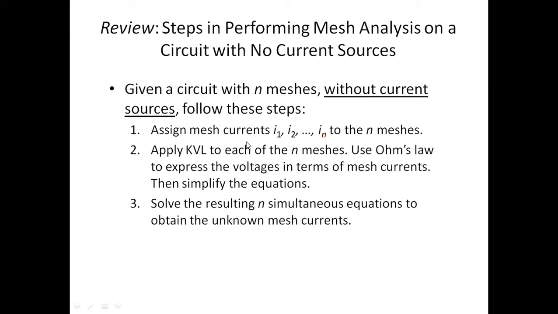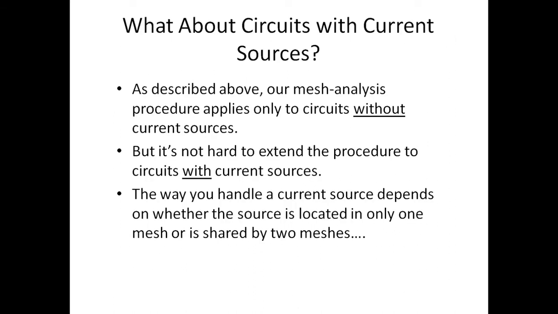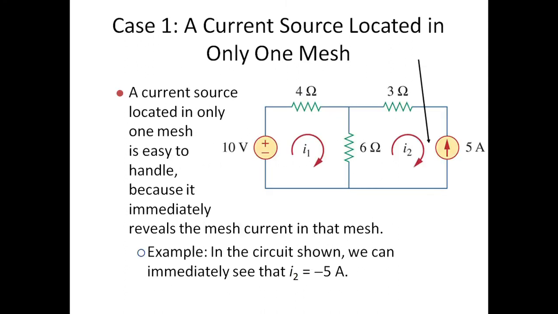Steps in performing a mesh analysis on a circuit with no current sources. So already we discussed the case without current sources only. Simply assign mesh currents, apply KVL for each loop along with Ohm's law, and solve these equations. So if it has current sources, then it is called supermesh analysis. There are two types of supermesh analysis.